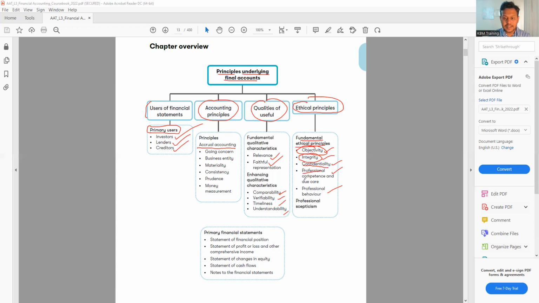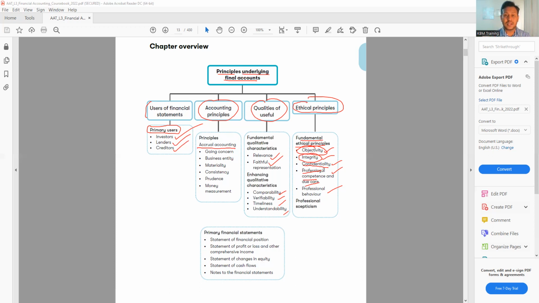Professional competence and due care. Professional competence and due care is all about making sure, when you're providing services to your client, that you have enough experience and resources to provide the best service. If you think you are not expert enough, or you don't have enough experience to carry out this work, or you will not be able to provide the best service to the client, then you should not accept that engagement, or should not take that work from the client.